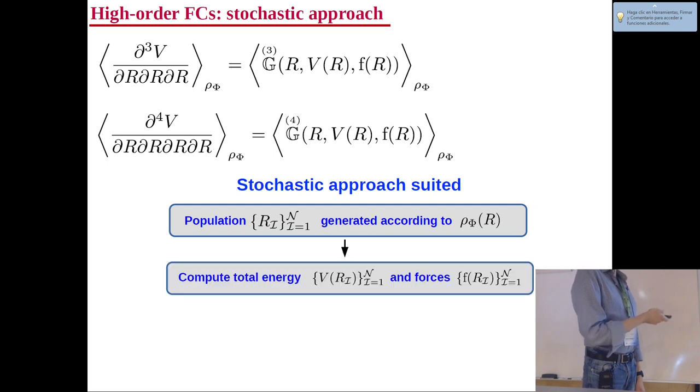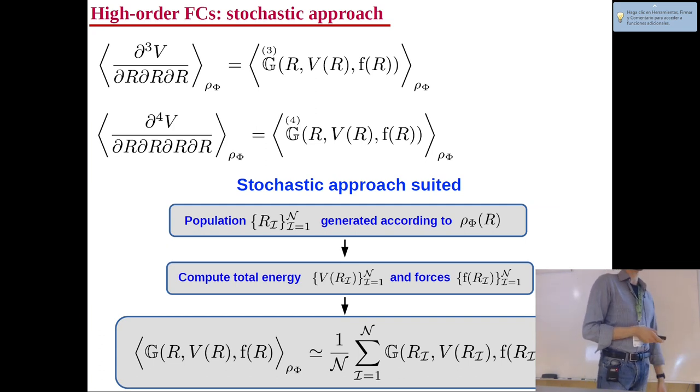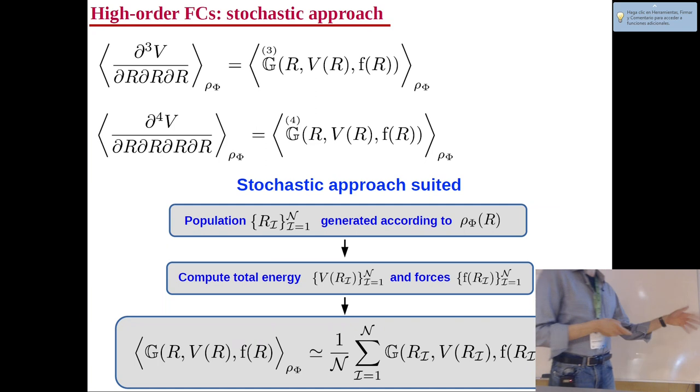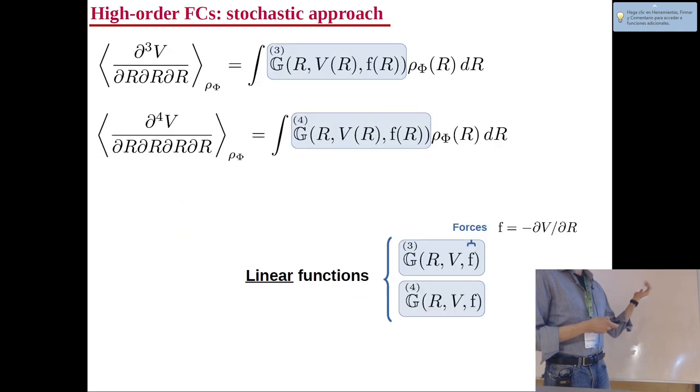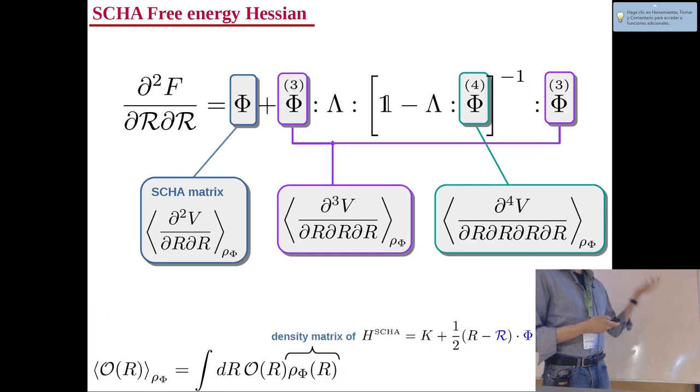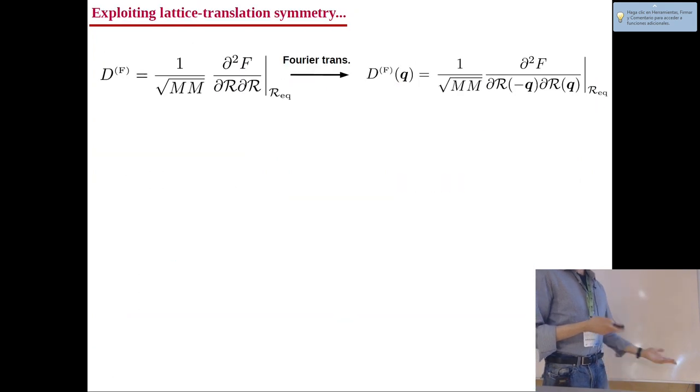So you have the population, then you compute total energy and forces, and then you compute this average, simply by using a finite formula for the average. So this is the workflow to compute this object. So we have now everything. And by using this formula here, that I showed before, we can compute the Hessian. This is what essentially the code does. So the code computes this free energy Hessian, D of F.